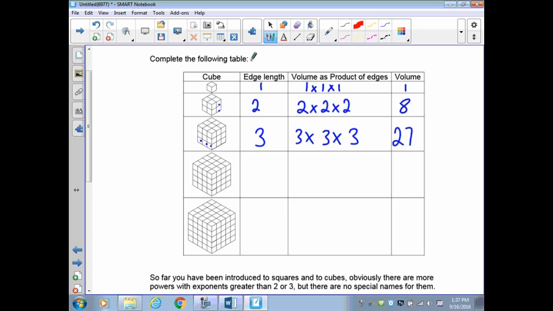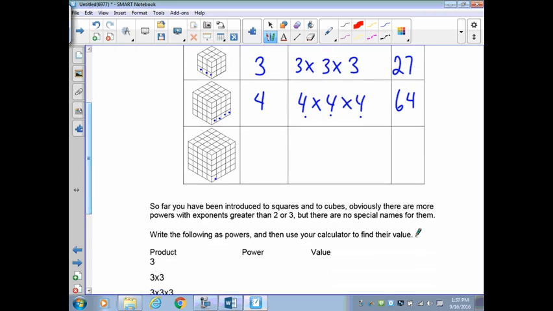This one is 4. So that has got a base length of 4, or an edge length of 4. And it is 4 by 4 by 4. So that's 4 by 4 is 16, 16 times 4 is 64. Okay. And the last one is 5. 1, 2, 3, 4, 5 edge length. And 5 by 5 by 5 is 125. So there's your first 5 cubes.